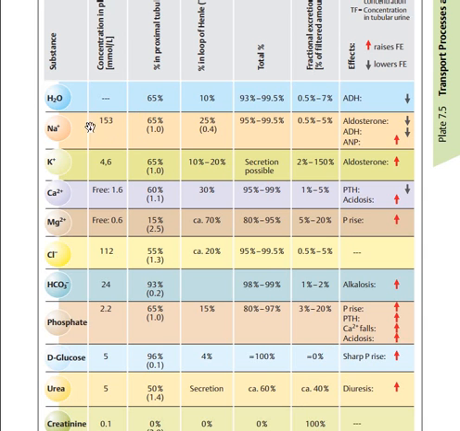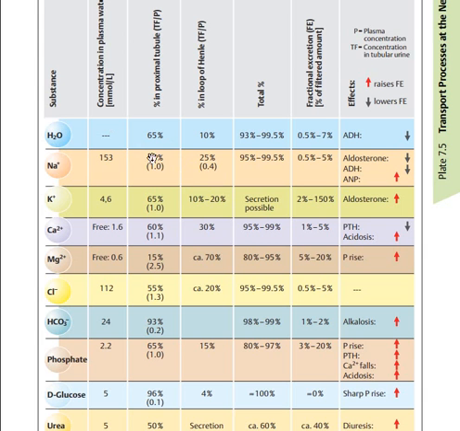So now let's visualize sodium ion. For sodium ion, the normal concentration inside the blood is 153 millimoles per liter. Then you have 65% absorbed in the proximal convoluted tubule and 25% absorbed in the loop of Henle. That makes 95 to 99% reabsorbed, and the fractional excretion is only 0.5 to 5%, controlled by aldosterone, ADH, and ANP.